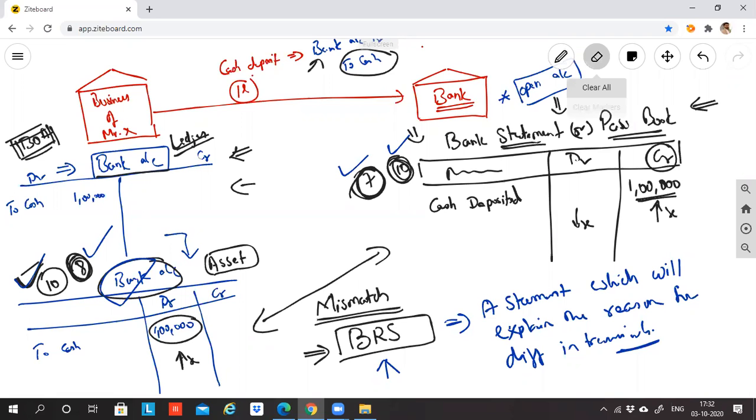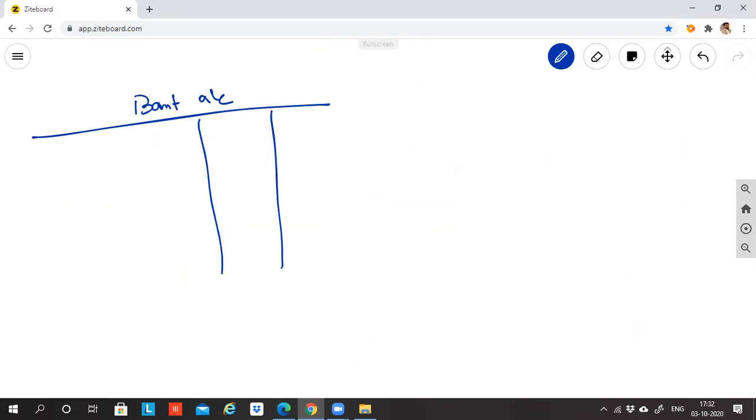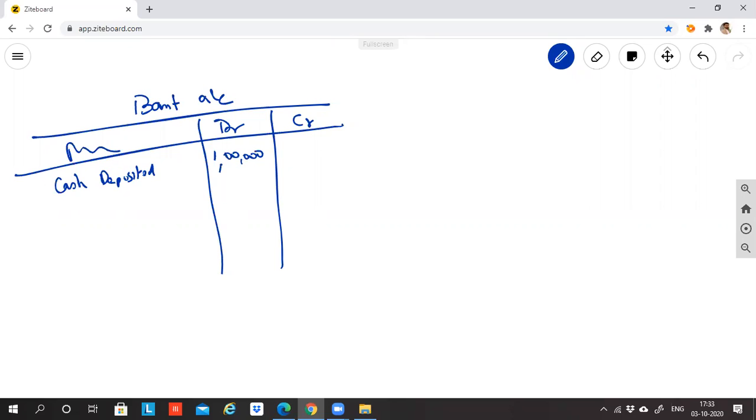Now, let's suppose that 1 lakh you have deposited, guys. This is my bank account ledger. Particulars: debit, credit. So cash deposited, 1 lakh rupees. And the last column we'll have is a balance column. Credit is 0. So what is the balance in my bank account? 1 lakh rupees is the balance in my bank account. Correct?